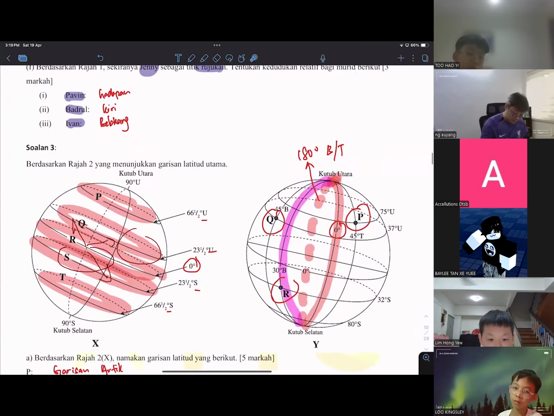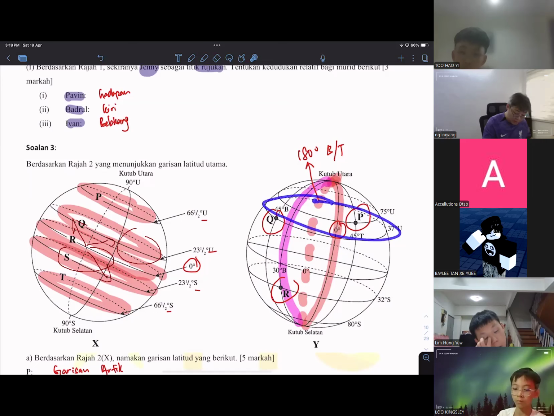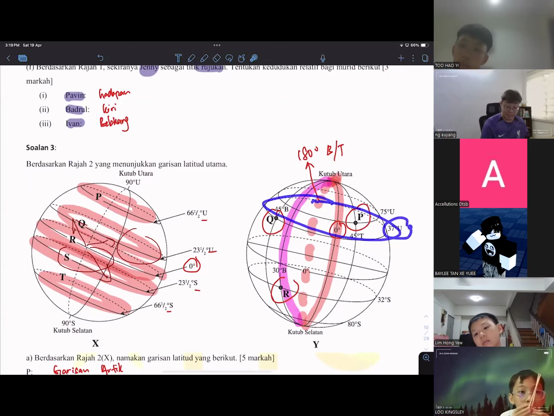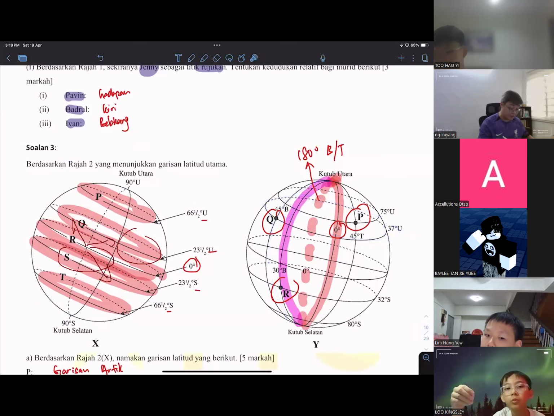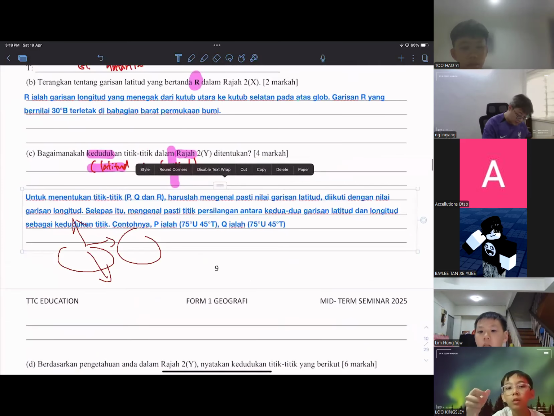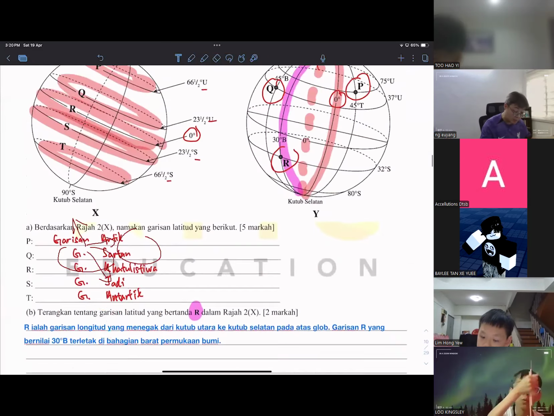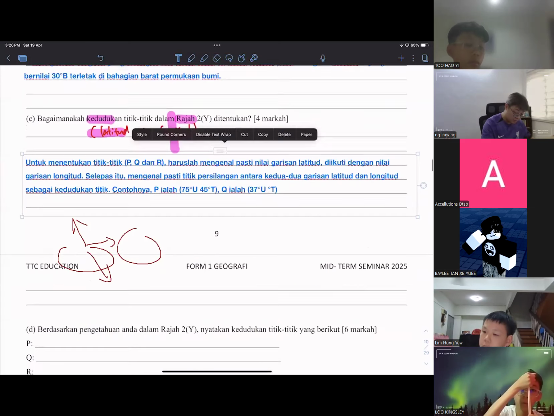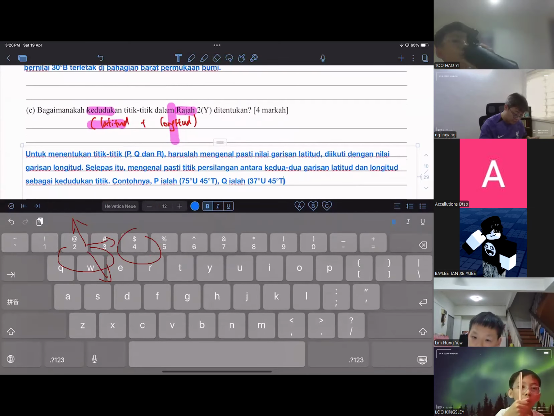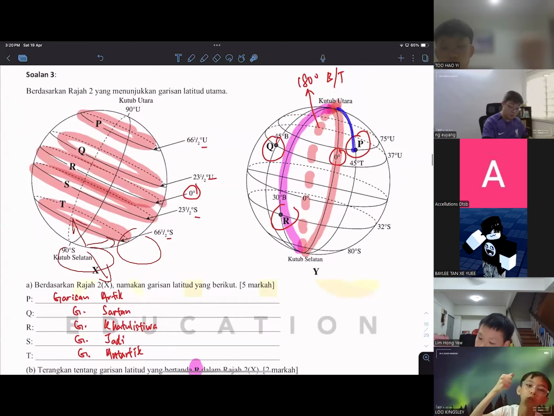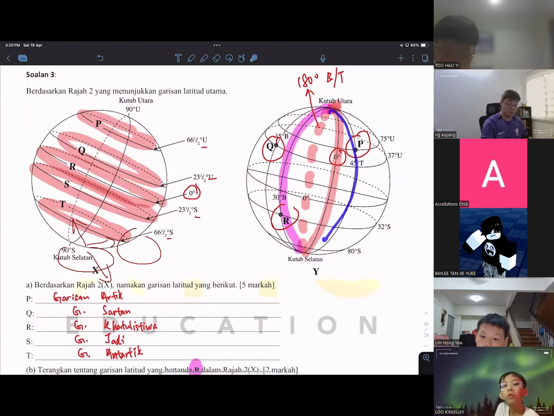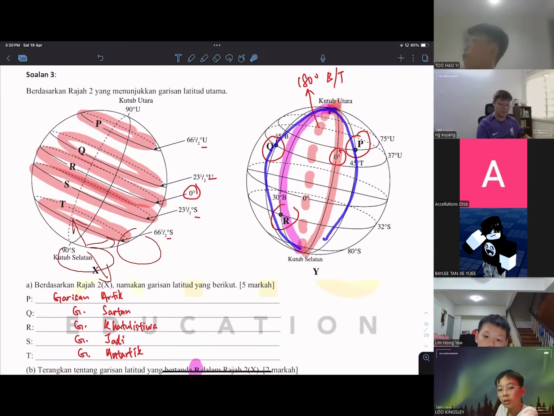Q is below the P. So always latitude first: 37 degree north. And then the longitude for Q is 45 degree barat. So 37 north and 45 barat. Okay, so barat means west, left hand side, and timur is the east, right hand side.